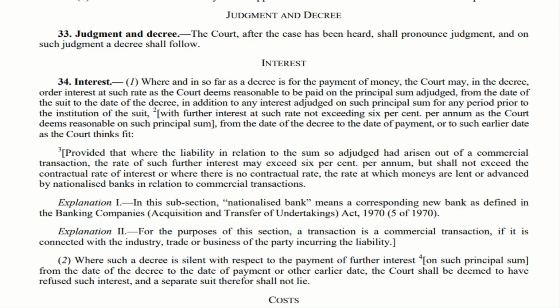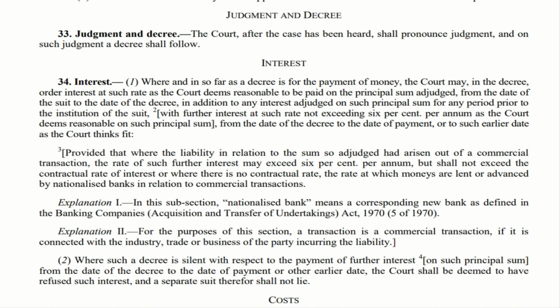Now let us move to explanation 1. Nationalized bank means a bank which is defined under the Banking Companies Acquisition and Transfer of Undertakings Act 1970. Let us move to explanation 2. A transaction is considered to be a commercial transaction if it is taken for the purpose of, or if it is connected with, any industry, trade or business.